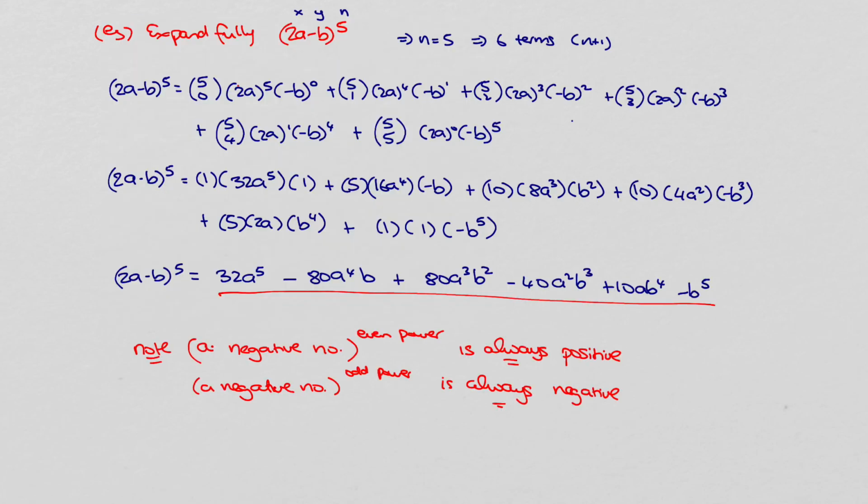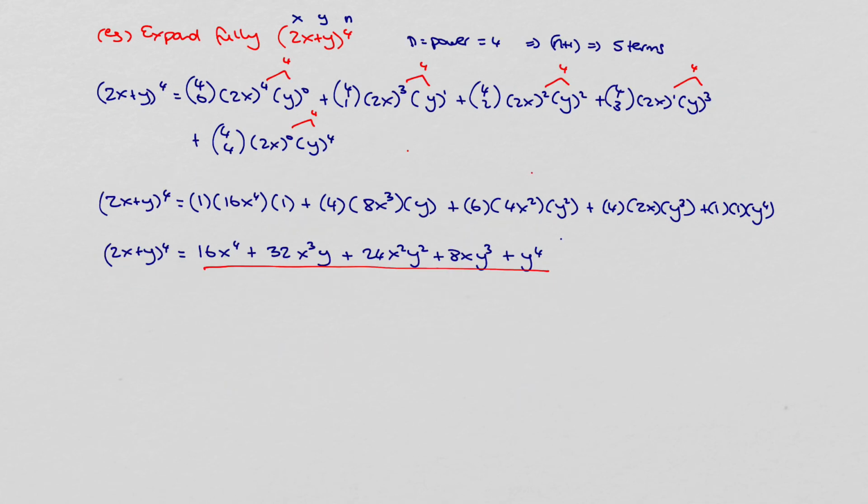So say, for instance, if we go back to the last one and we were given 2x plus 5, then y is 5. So at the end here, we would just put in 5 wherever there was a y.